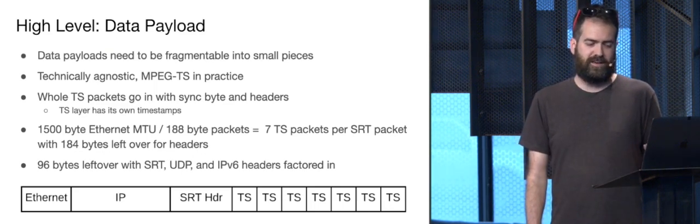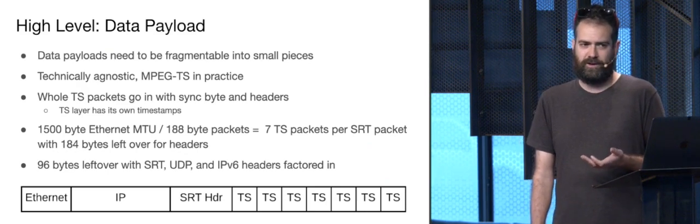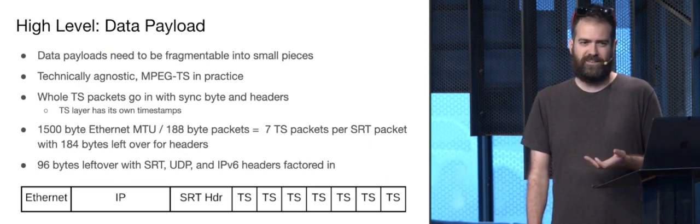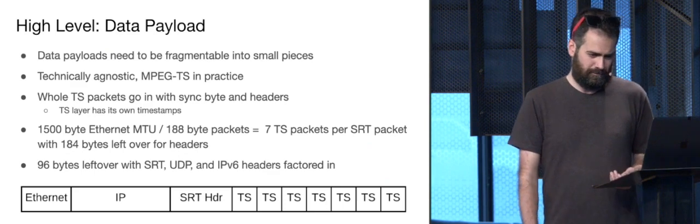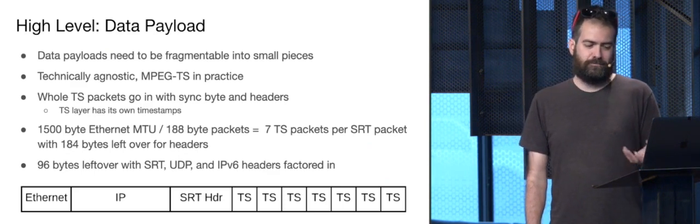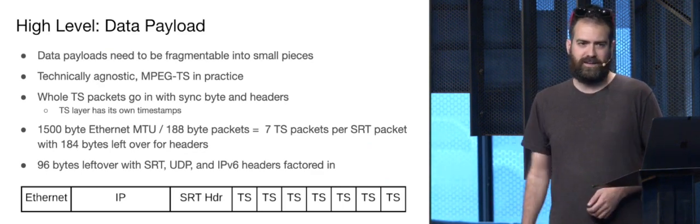I say out of 7 because in a 1500 byte MTU, if you're trying to pack in 188 byte packets, you can fit not quite 8. But that gives plenty of room for headers. Even with IPv6 headers and SRT headers, there's room if they ever wanted to add more headers.